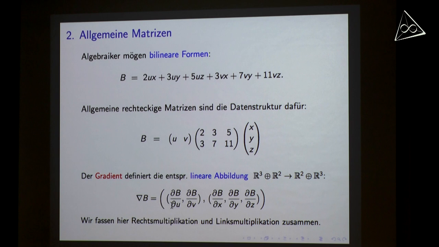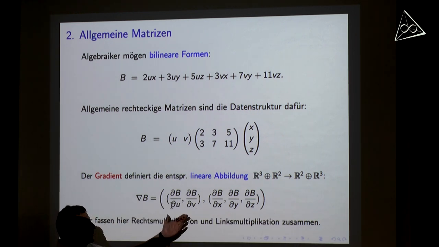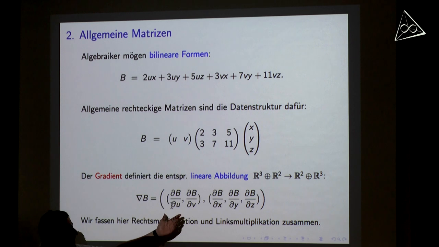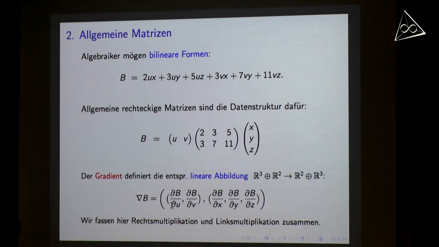Now, what about the linear map that is represented by a rectangular matrix? Let's apply the same principle and contemplate the gradient of the object. The gradient of B is a bilinear form, so we have partial derivatives of B with respect to the variables u and v on the one hand. These partial derivatives will be linear forms in x, y, and z. On the other hand, we have the partial derivatives with respect to x, y, and z. They will be linear forms in u and v.